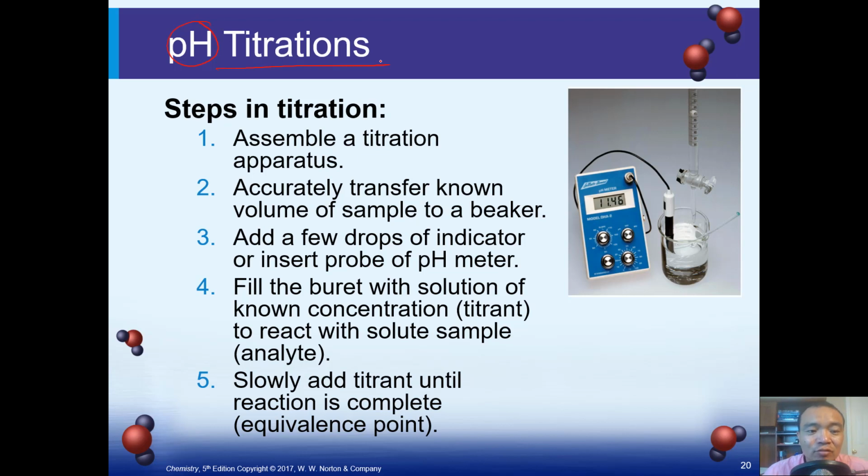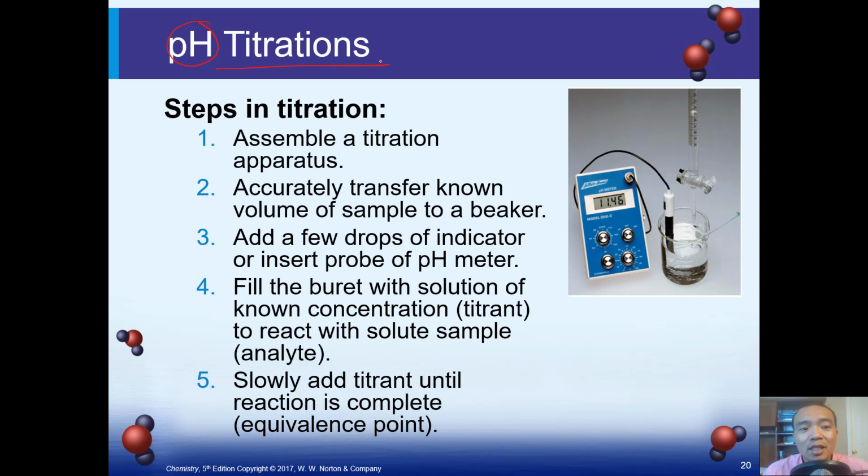Step 3, you add a few drops of indicator or insert a pH meter, which can also indicate when the reaction is complete. Step 4, you fill the burette with the solution of the known concentration, which we call the titrant, to react with the sample that's unknown. We call that the analyte. Then you slowly add the titrant with the known concentration until the reaction is complete. When the reaction is complete, we call this point the equivalence point.